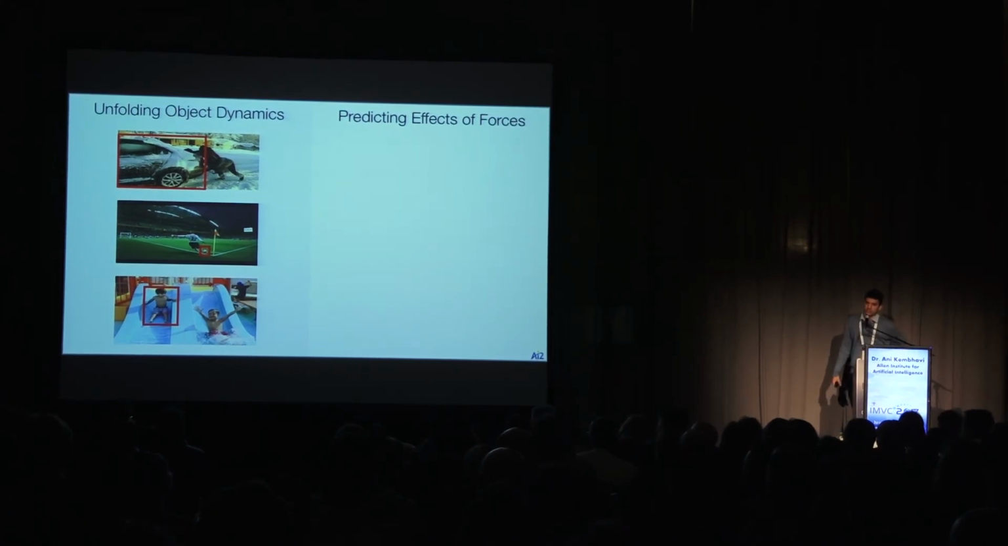So if I drew a box around the car, would you be able to predict where this box moves? Well, yeah, this box is probably going to move to the left, and that ball is going to go in the air, and that kid is going to go down because of gravity.